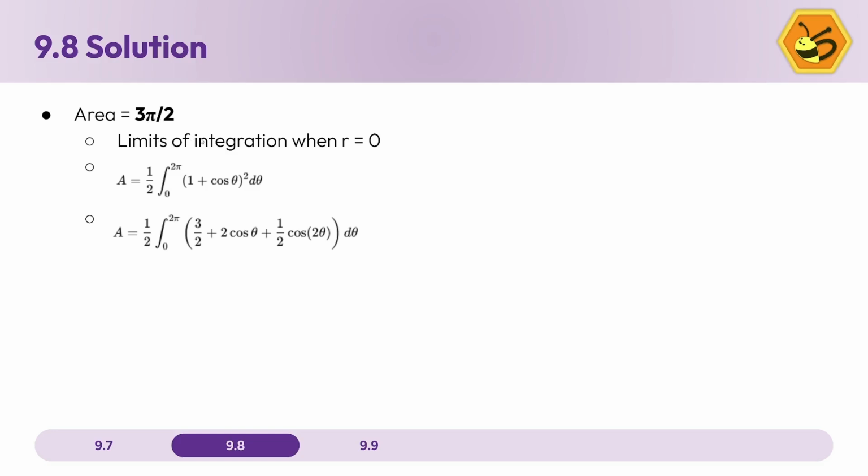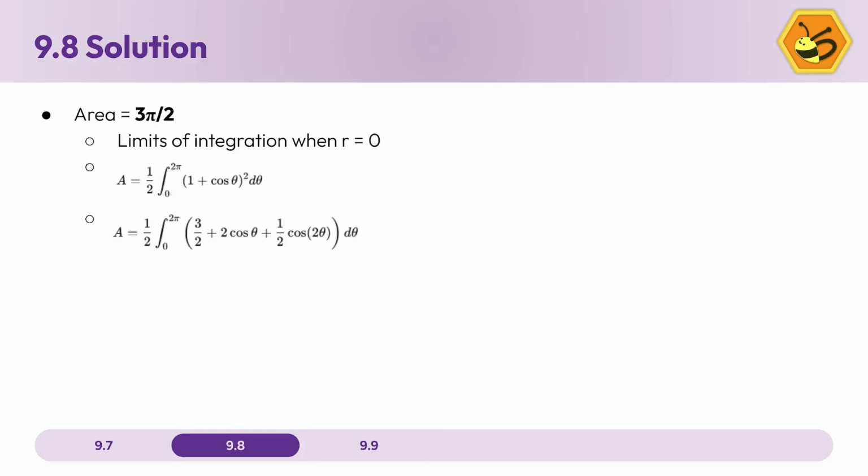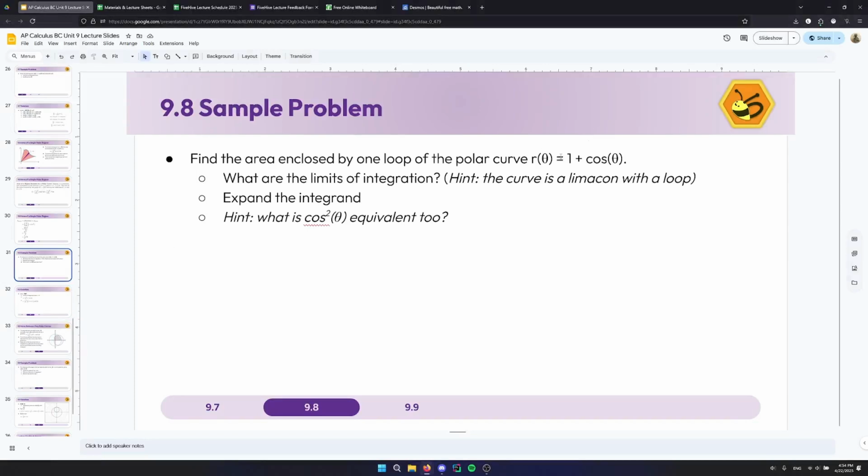And our limits of integration are when r is equal to 0. So when we set our function equal to 0, that's how we can get our limits of integration. Maybe I didn't link the picture of the graph, but let me just graph it for you right now, just so we can take a look at what this graph looks like.